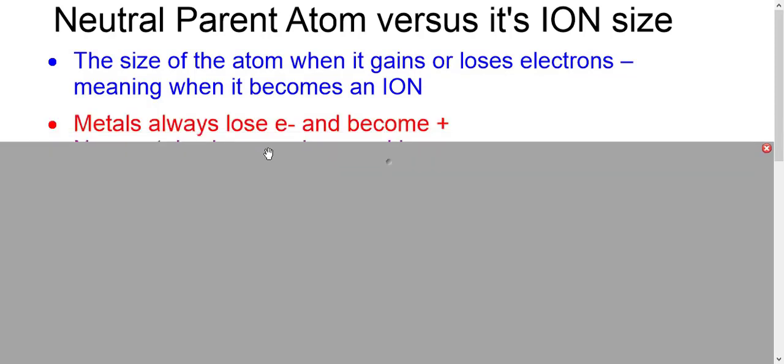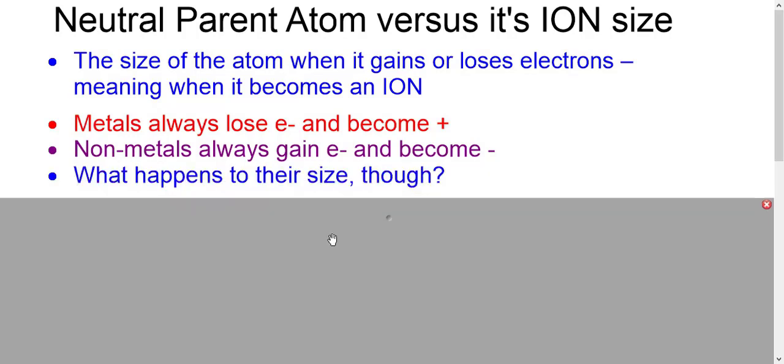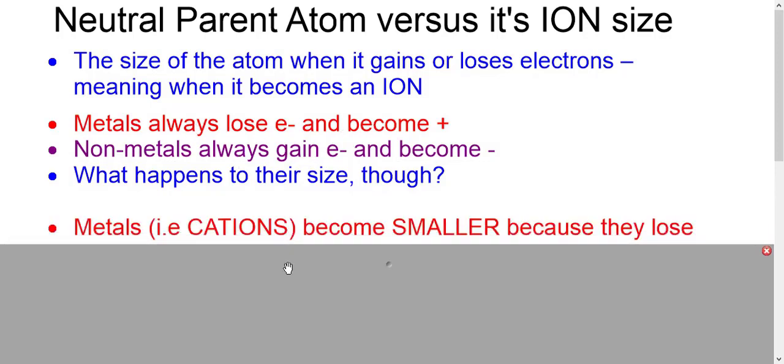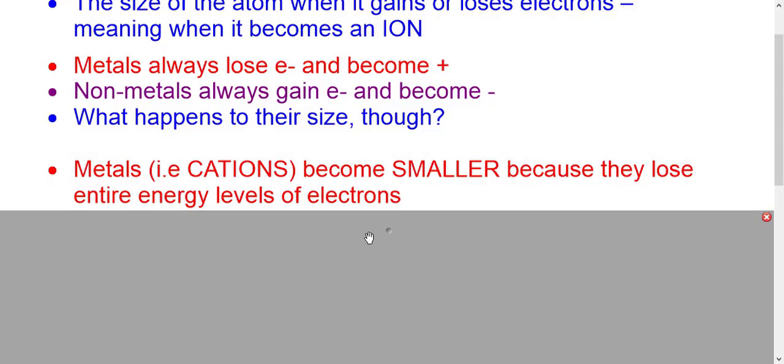Okay, so we're going to look at the metals versus the nonmetals. We've talked about how metals always lose electrons and become positive cations, and nonmetals are going to gain electrons and become anions, negative ions. So what happens to their size if you lose electrons versus if you gain electrons? Metals, your cations, are going to become smaller because they're going to lose entire energy levels of electrons. And we're going to look at images of this. This is just the slide that you can write down, and then when we're looking at the images, you can process.